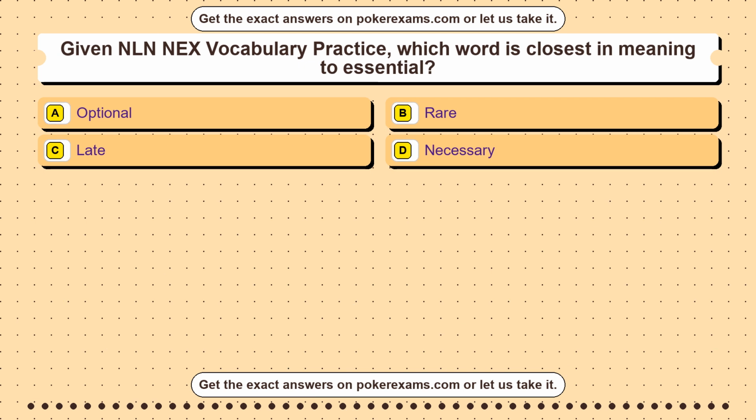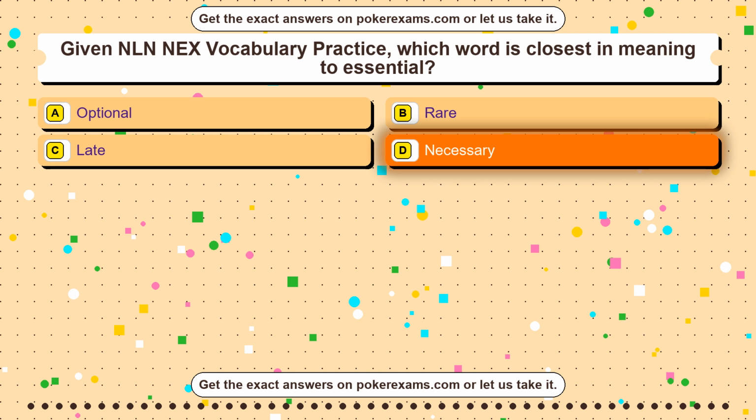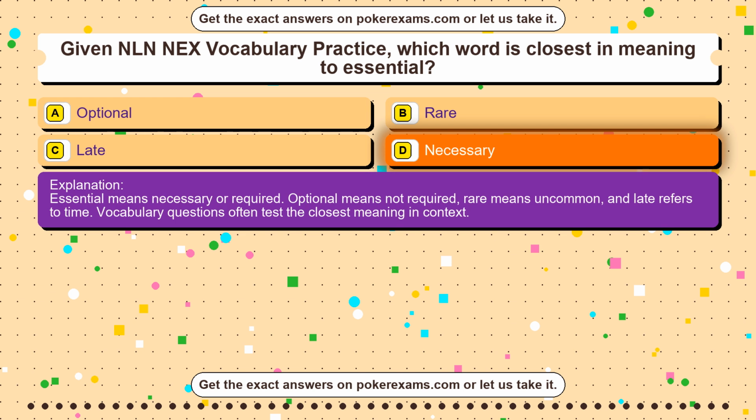Question 18. Given GED test prep, which decimal equals 3/10? Option A 0.3. Option B 3.0. Option C 30.0. Option D 0.03. The correct answer is option D. 3/10 is written as 0.3. 0.03 is 3/100ths, while 3.0 equals 3 whole units. 30 is far too large.